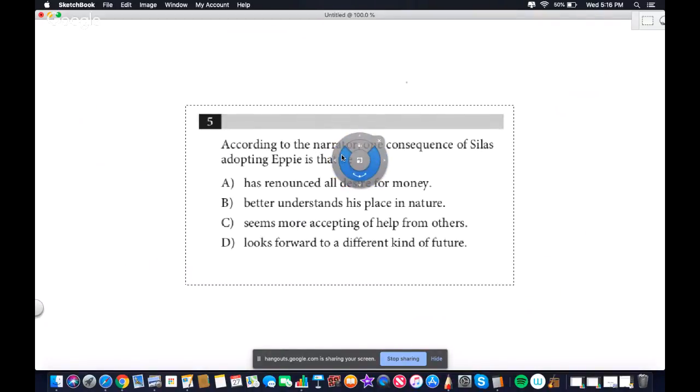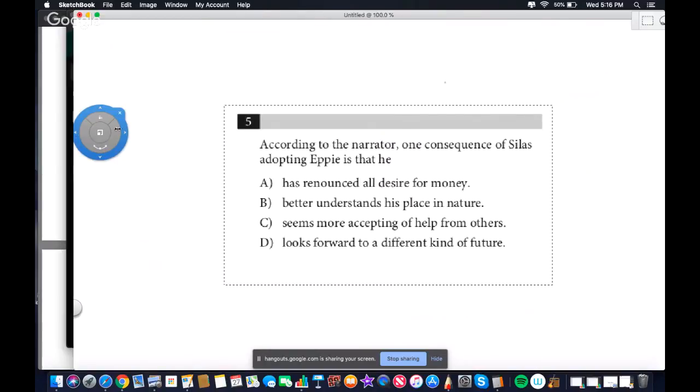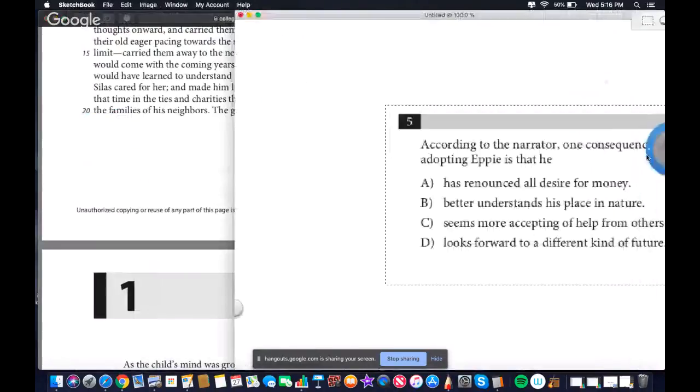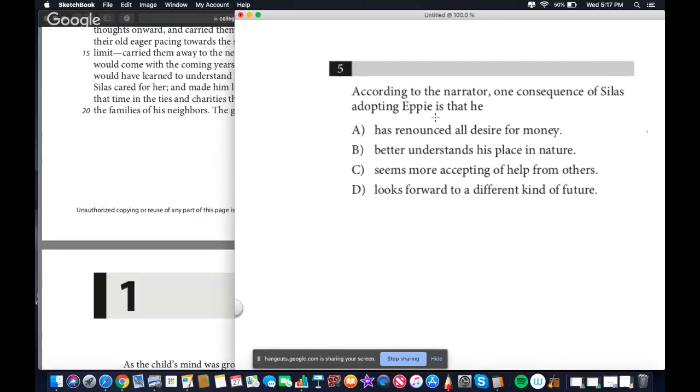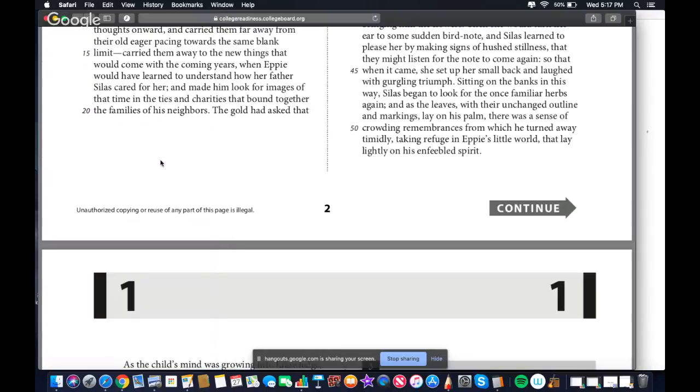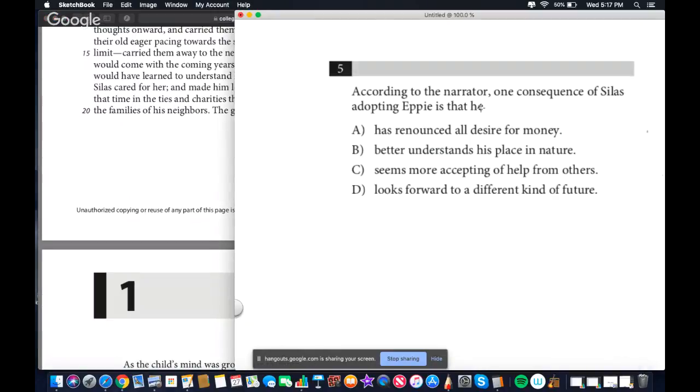All right, this is an interesting one. Let me do this. I want to be able to look at the question for a second, and I also want to look at the passage. This is a reading question. And this is an interesting one. According to the narrator, one consequence of Silas adopting epi is that, by the way, this is from practice test 7. A student asked us to talk about this question from SAT 7 reading. One consequence of Silas adopting epi.